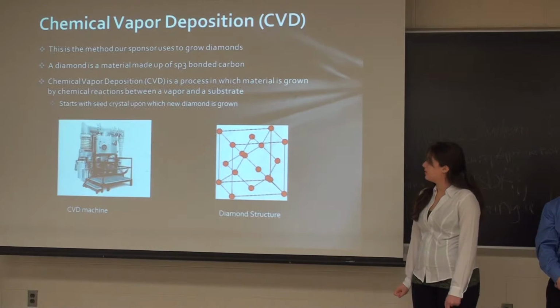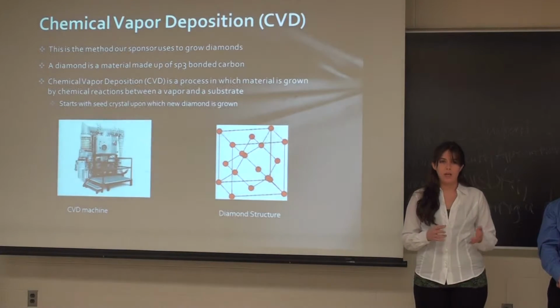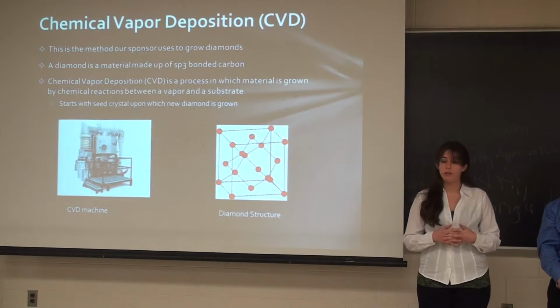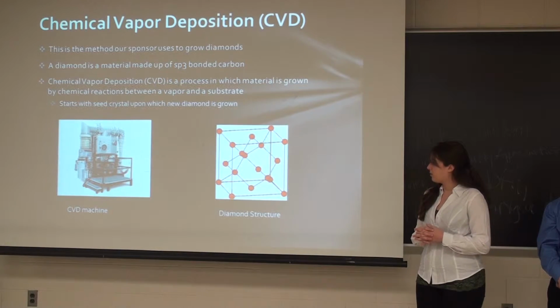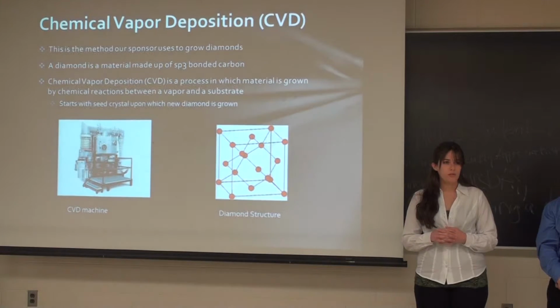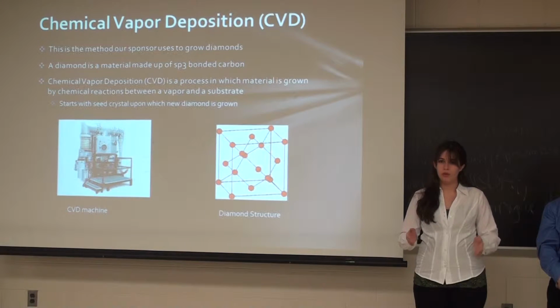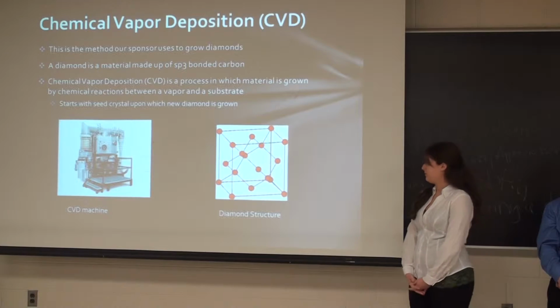Chemical vapor deposition is a process by which chemical reactions between a vapor and a substrate are used to grow more material. The type of CVD that our sponsor uses is monocrystalline diamond growth, which means that it starts with a complete diamond substrate. So you have your whole crystal alignment, and the diamond is grown upon that.